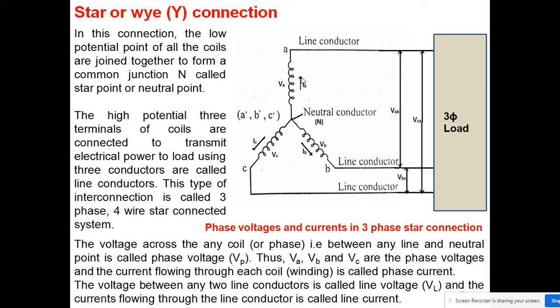So for this one, you can see from neutral to load, this phase current is also connected in series with this line current. You can see here the phase current is also connected in series with these line currents. It means the phase current and line current are both the same here, because they are connected in series.